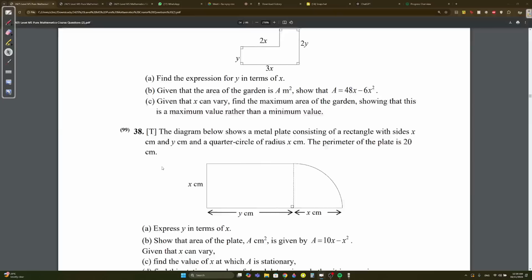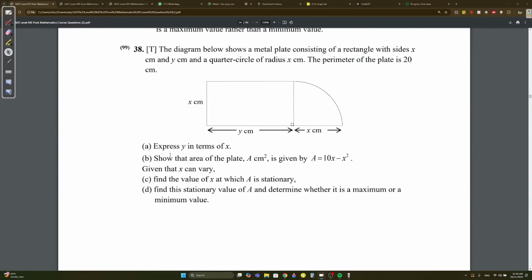Okay. The diagram below shows a metal plate consisting of a rectangle with sides x centimeter and y centimeter and a quarter circle with radius x. The perimeter of the plate is 20. So here's the thing. You have this here, which is y. You have this is x. You have this is y. You have this, which is x, and you have this curved edge here.